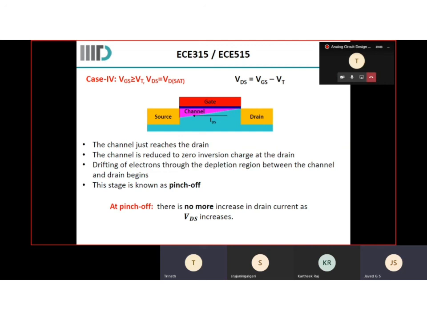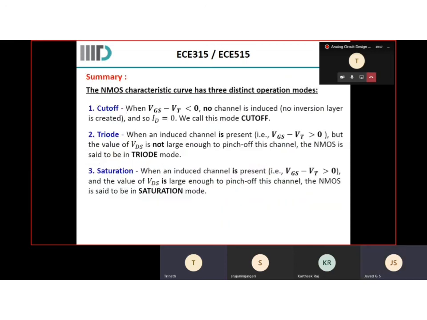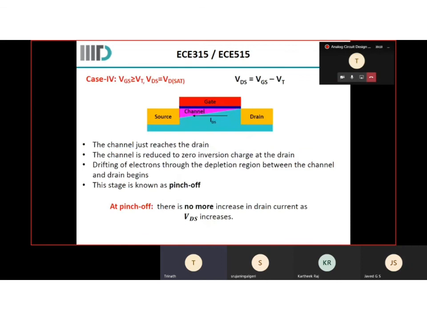Because of that, the initial condition the gate has, that it must be more than VT, then only the channel is formed. Those conditions will be disturbed by this drain voltage. So we are not able to see any channel at the drain end.